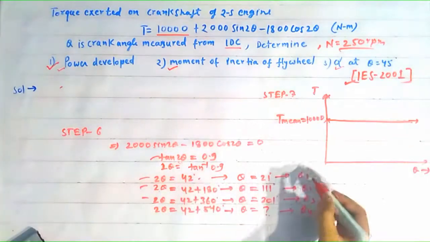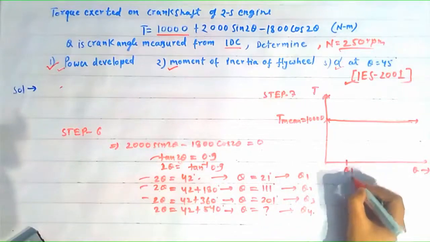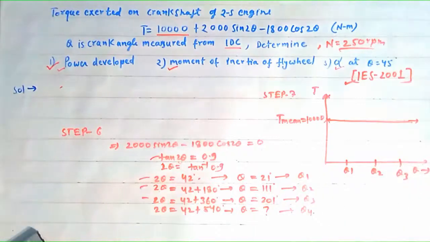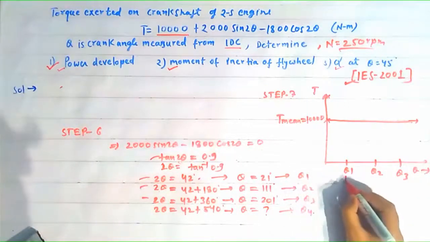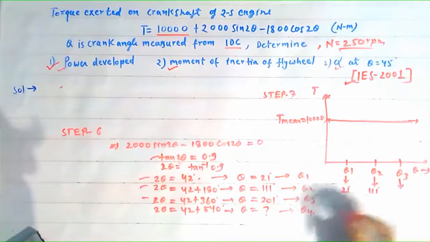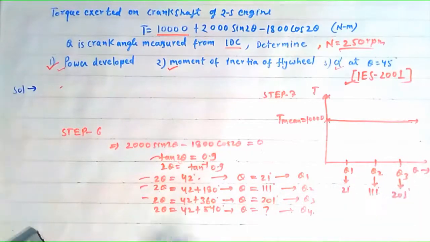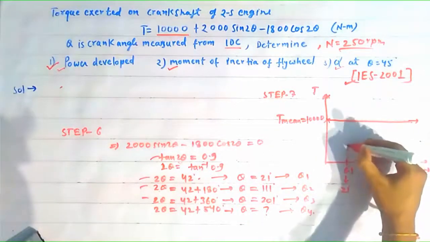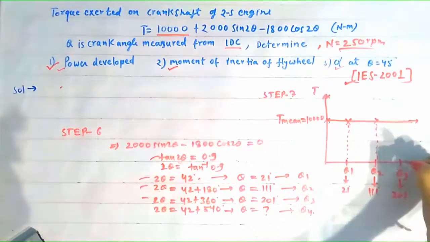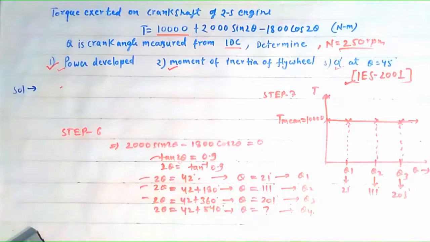Now I will plot these theta values. This is our theta 1, this is our theta 2, this is our theta 3. Our theta 1 is 21 degree, our theta 2 is 111 degree, our theta 3 is 201 degree. Okay friends, so these are the values of theta. Now draw dotted lines to join the T mean line from theta 1, theta 2 and theta 3. So these are the points at which our torque graph will pass.